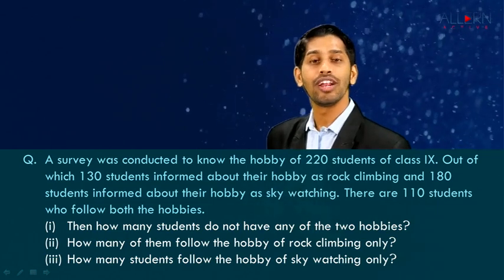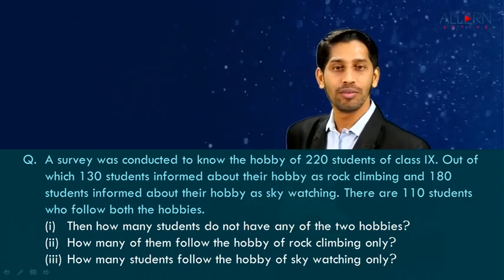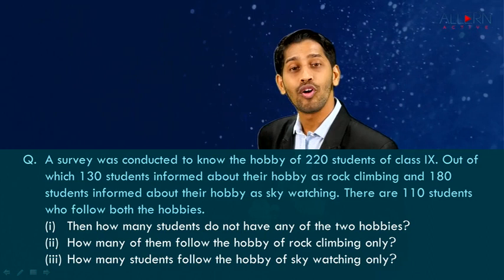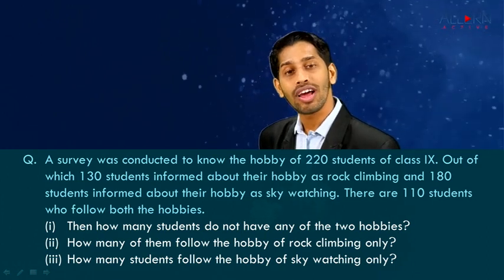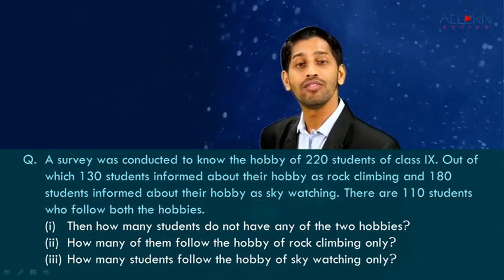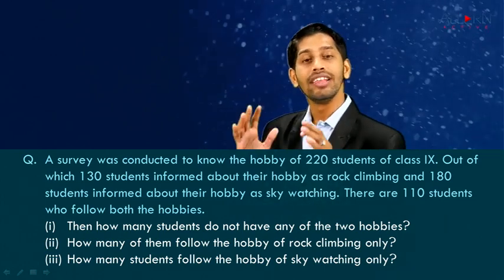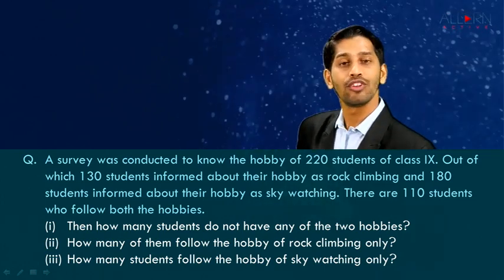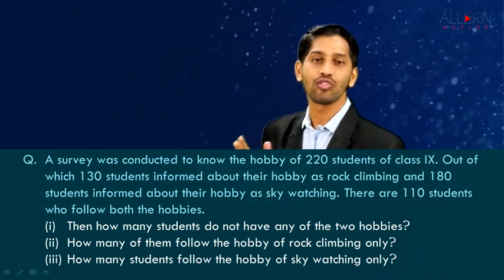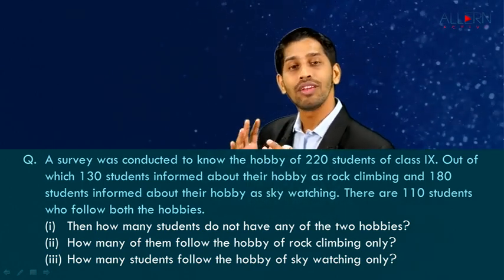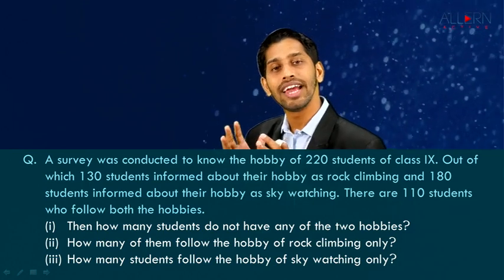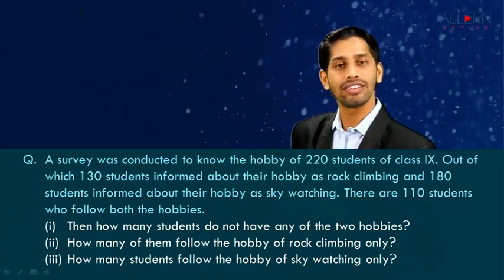How many students do not have any of the two hobbies, how many of them follow the hobby of rock climbing only, and how many of them follow the hobby of sky watching only? So child, there are two ways of solving this sum. We can solve either by Venn diagram or by formula. Let's start with the Venn diagram and then we'll again discuss this sum using formula.